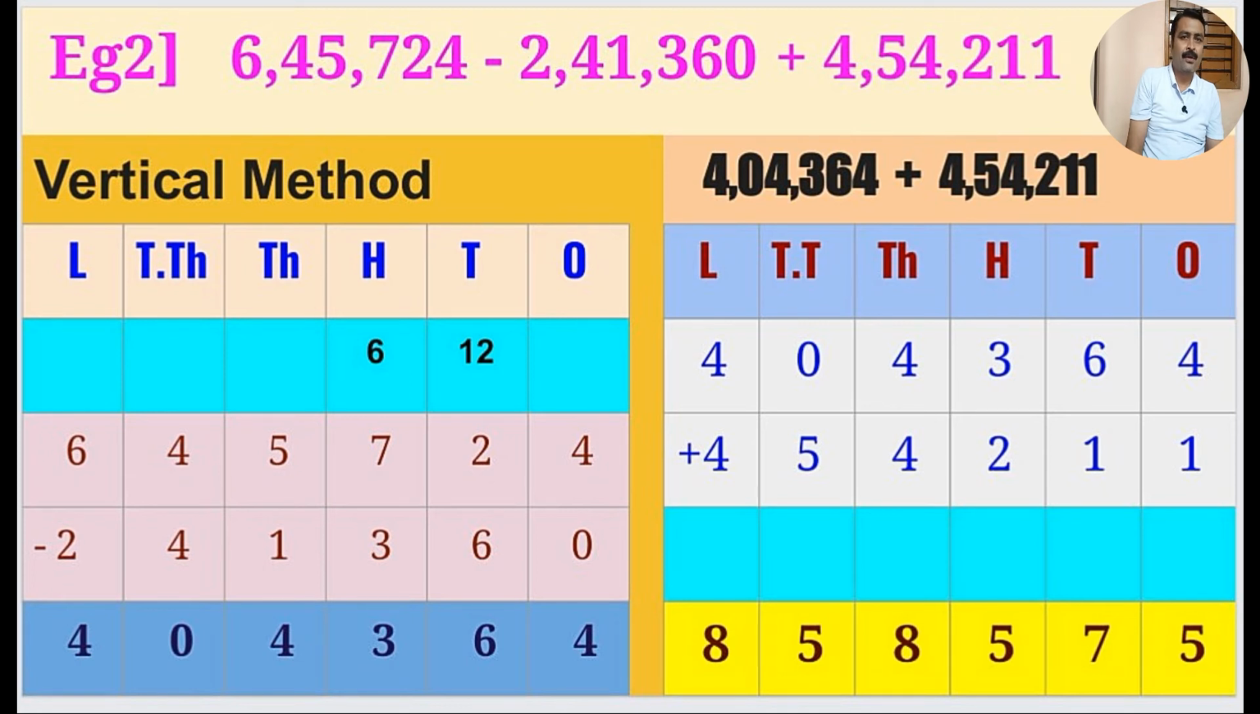6 minus 3, we got 3 as it is. Now at the 1000 place, 5 minus 1, we get 4. At the 10,000 place, 4 minus 4, we got 0. And at the lakh place, 6 minus 2, we got 4. So the answer for this subtraction we got as 4,04,364.